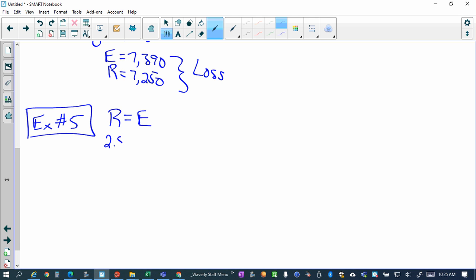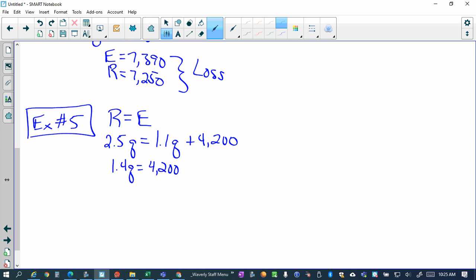2.5Q needs to equal our expense function, 1.1Q plus 4,200. This is really easy. And we're just going to solve this for what? Q. Okay. Well, this is easy. What do we do? First you subtract 1.1Q from both sides. What's 2.5 minus 1.1? 1.4Q will equal 4,200.